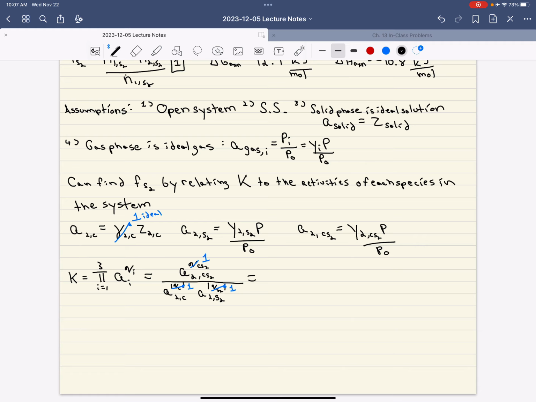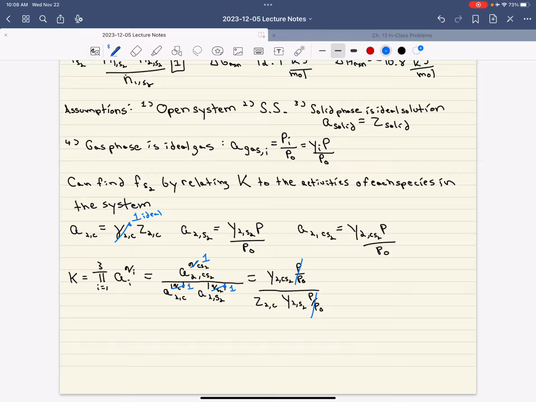All right. So what we could do now is plug our different activities into the equilibrium constant equation. So what we get here is y CS2, and I'll put the P over P naught here. And then we have z C, y S2, P over P naught. Okay? We can now simplify this equation, right? This P over P naught cancels out. So we'll find that there's no pressure left over in our equation anymore.